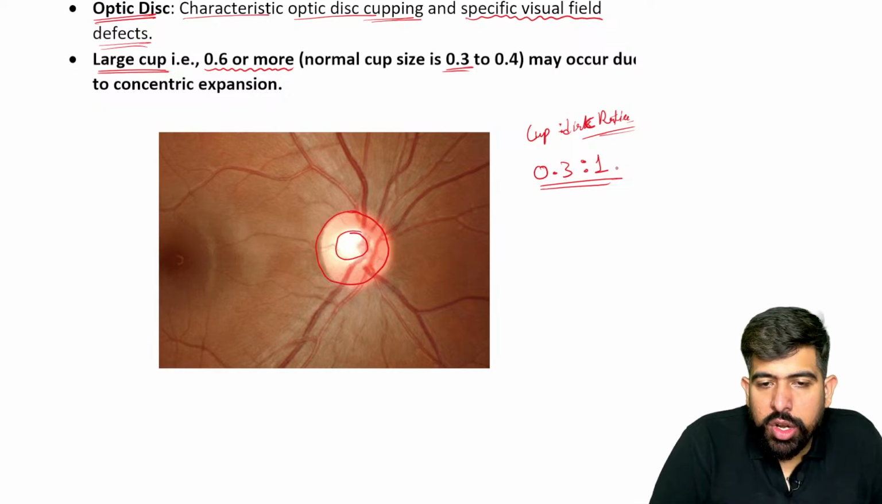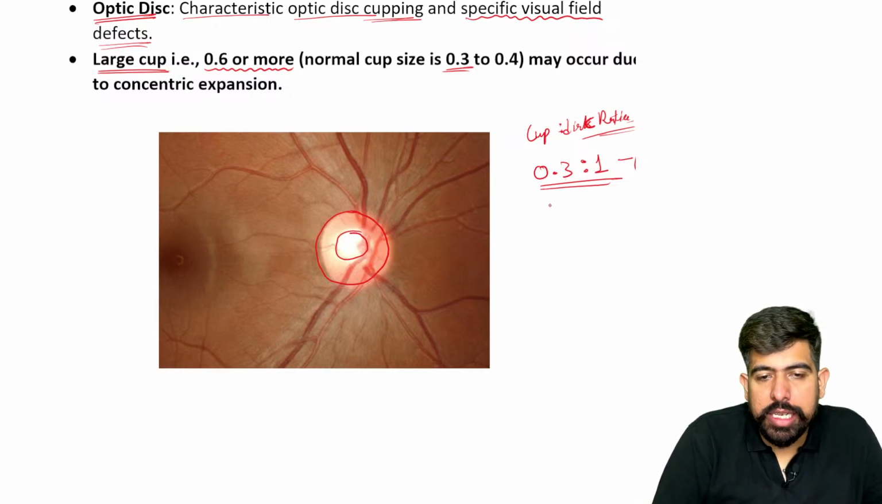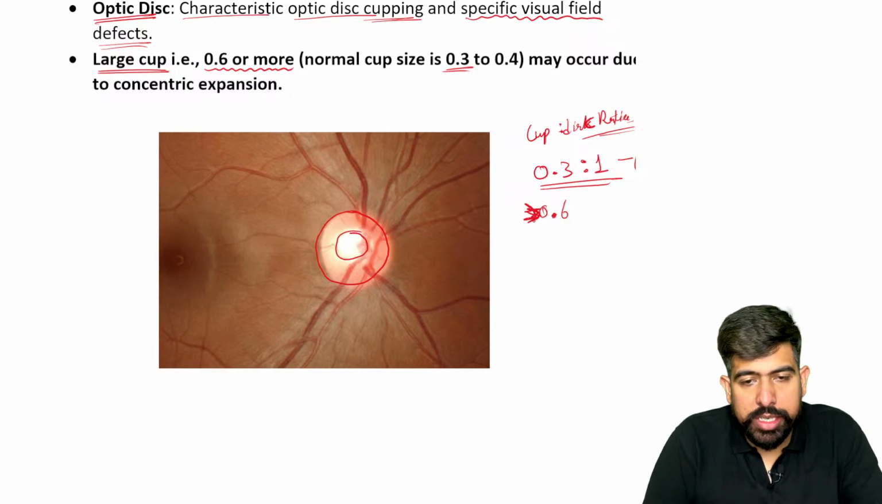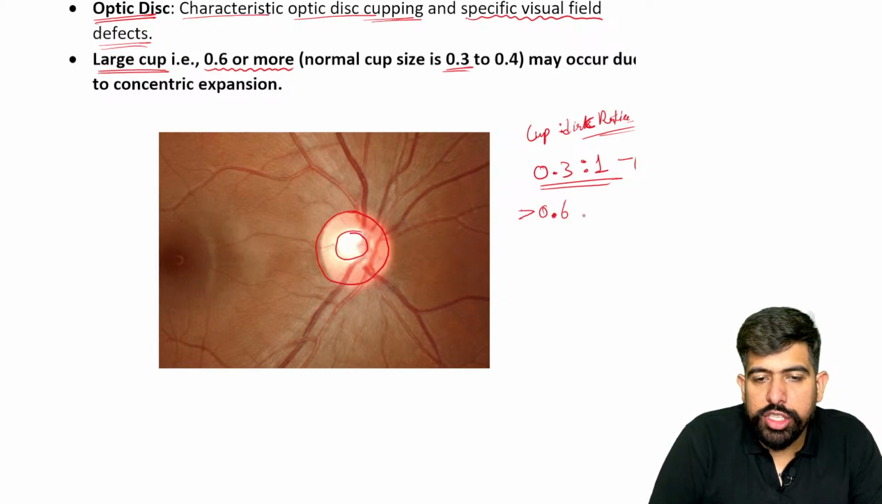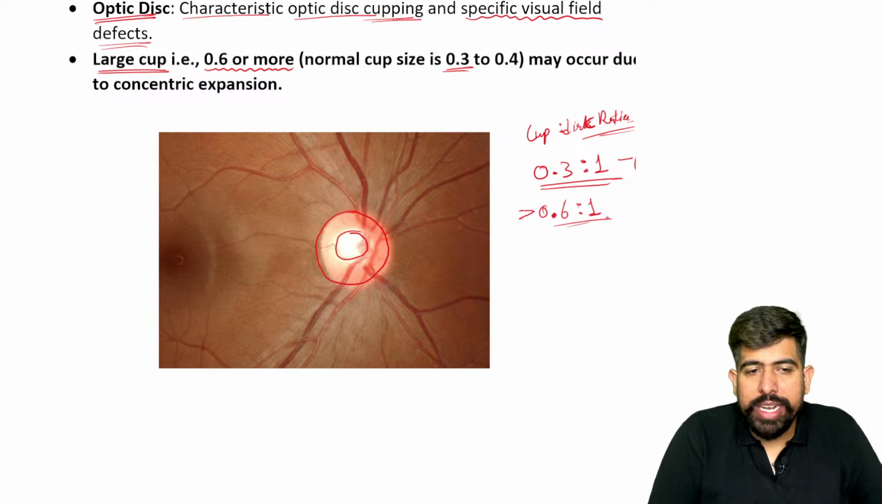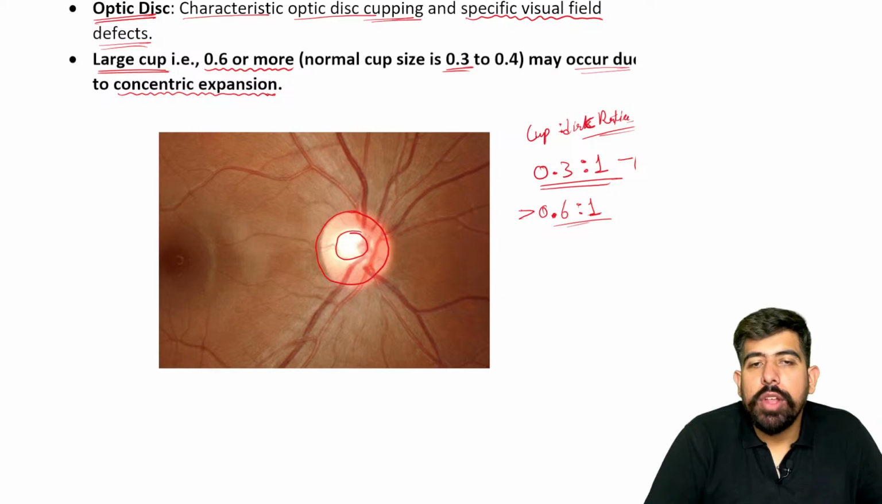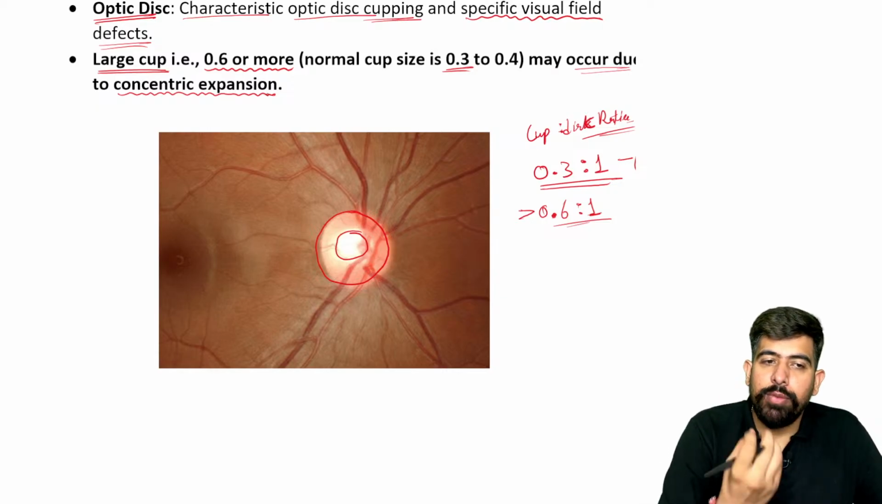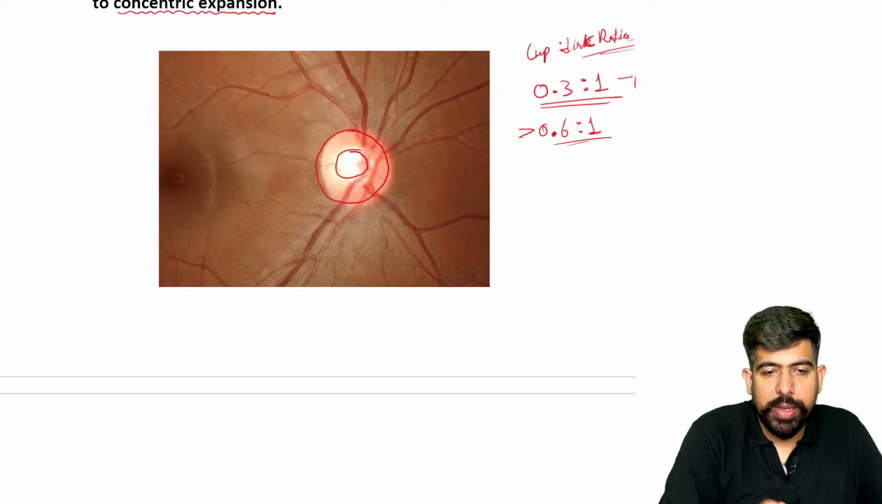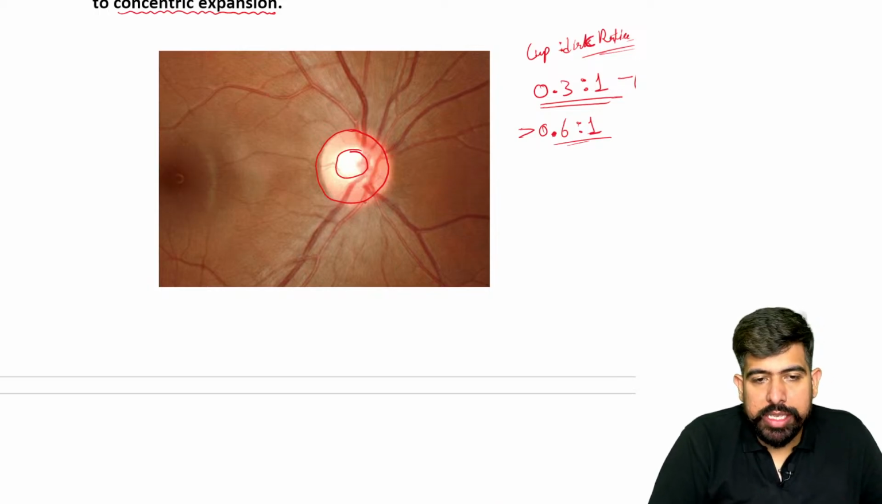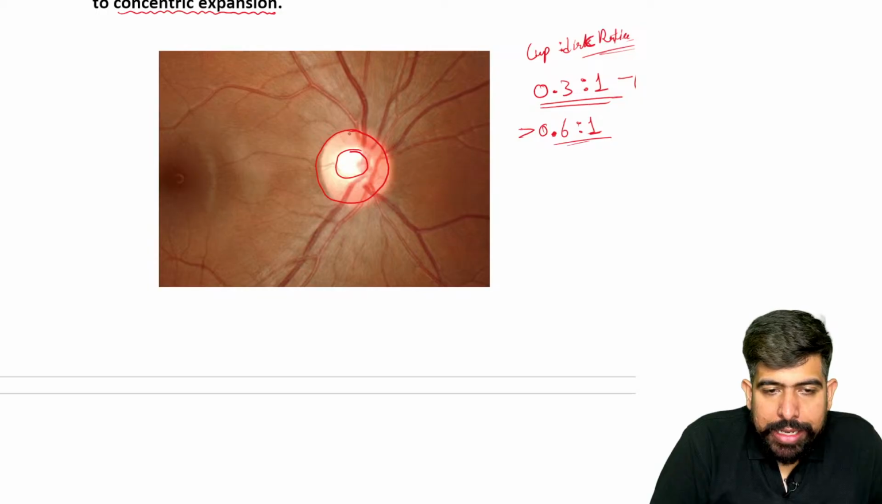Now, as this is the normal, it increases to 0.6 or more than that, right? If it is more than 0.6, going towards 1, this will be the more advanced, right? Of course, it may occur due to expulsion, and now this cup enlargement will be there. That is the first thing. The second thing, what will be seen? This is between the cup and the disc.